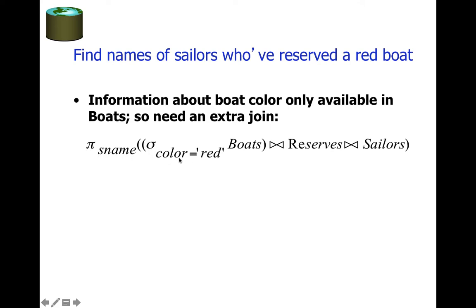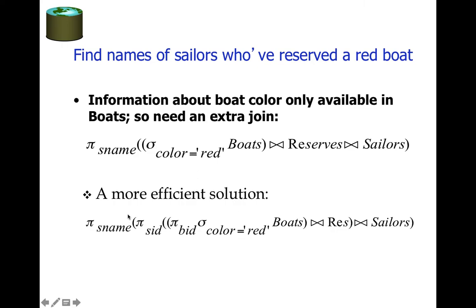So we select on color equal red of boats. After you get those, what do we select? Selection again means we select certain tuples, rows. We do a natural join with reserves, and then a natural join with sailors in order to get the information of the boat number here, and then the sailor's name. Then you do the projection on S name, so only S name will show.